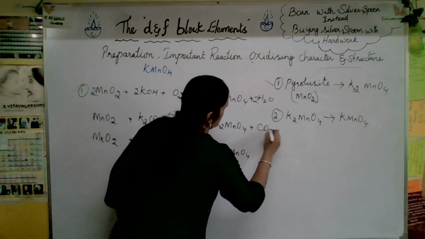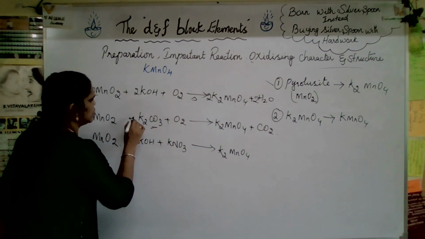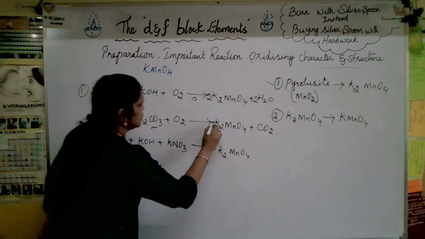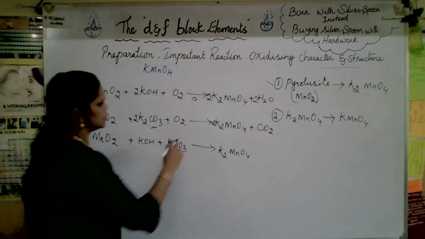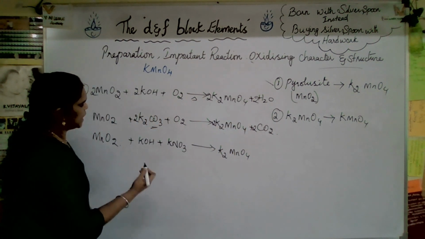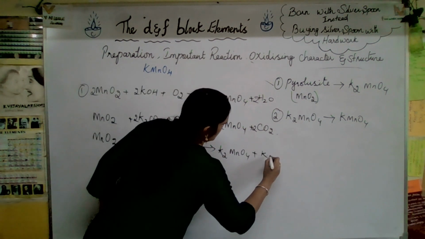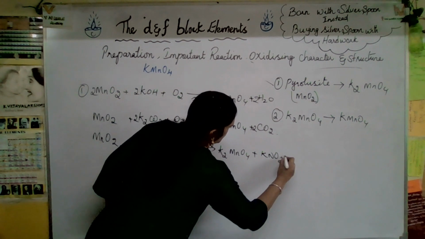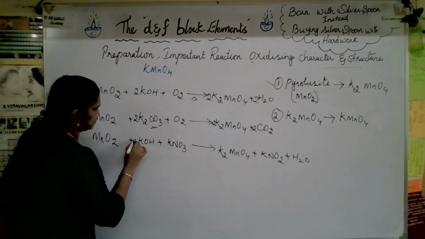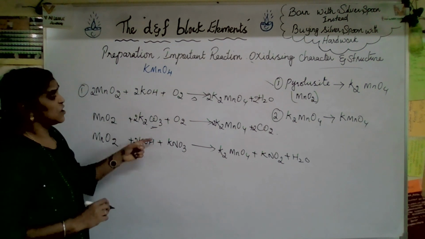So definitely carbon dioxide will be coming. Here you will get K2, here also 2, and this also 2. So manganese and here carbon dioxide. Okay, now in this one, KOH plus KNO3 gives KNO2 plus H2O. Right? Now here K2, here also. These are all different reactions.